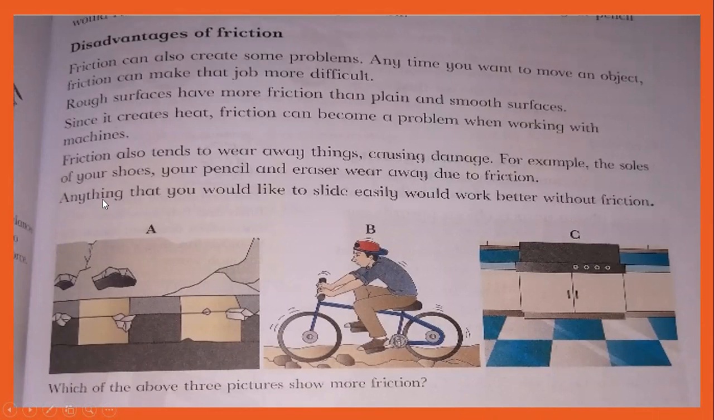Same when we use the eraser many times, the size of the eraser becomes small. It is due to the friction, because when we rub the rubber on the page, what happens? Maybe heat is produced over there and the size of the rubber becomes small. Anything that you would like to slide easily would work better without friction.